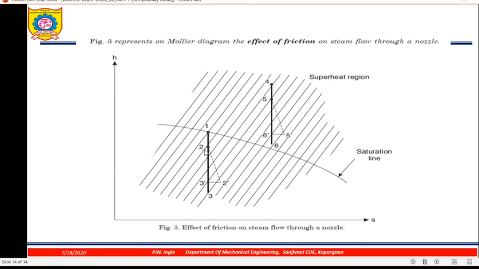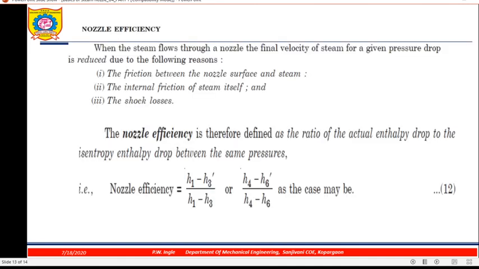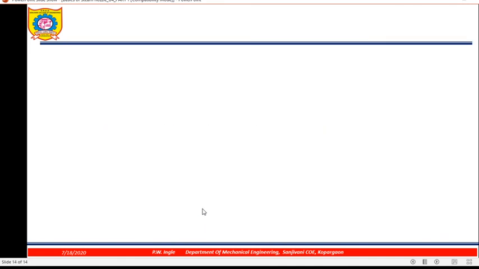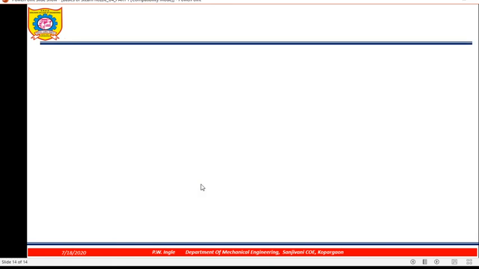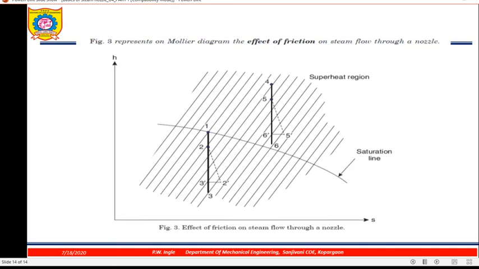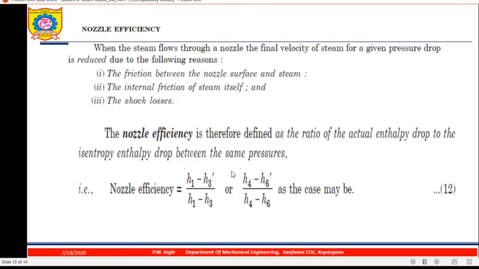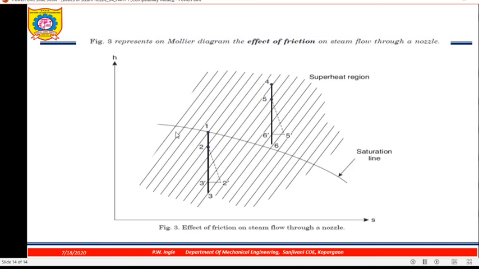Suppose this is H1, H2, H3. So we have the efficiency as H1 minus H3 dash upon H1 minus H3. Here H1 minus H3 dash is the actual enthalpy drop, and H1 minus H3 is the isentropic enthalpy drop. So this completes the basics of the steam nozzle and how to get the equation for velocity.